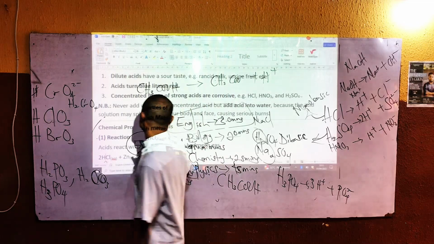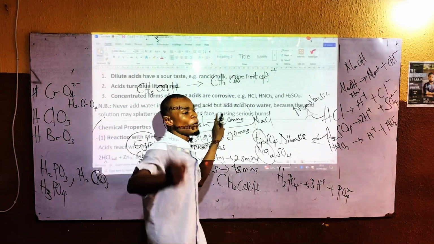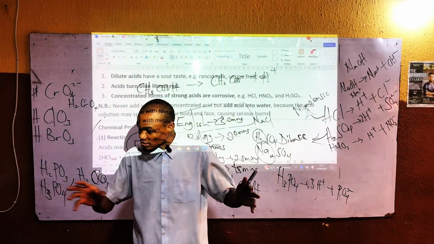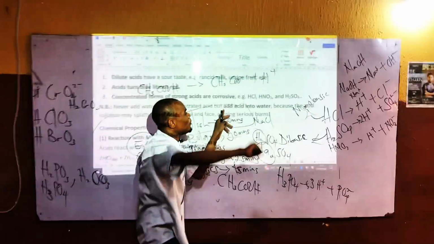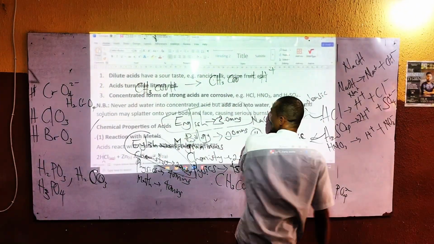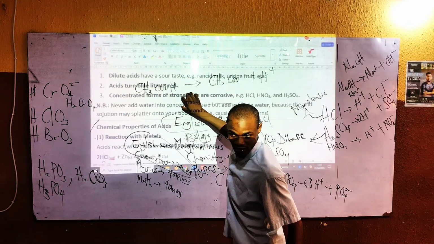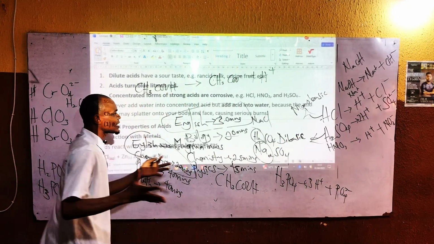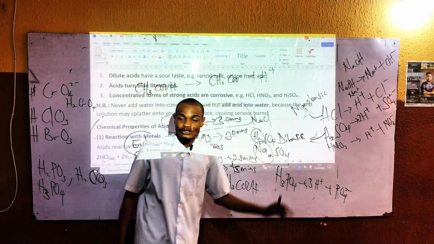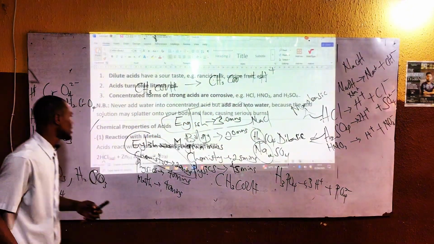Never add water into a concentrated acid; if it's dilute you can try, but concentrated, don't try it. Always add acid to water. This is also an exam question. Because the acid solution may splatter onto your body and face, causing serious burns. It happened to my own chemistry teacher.